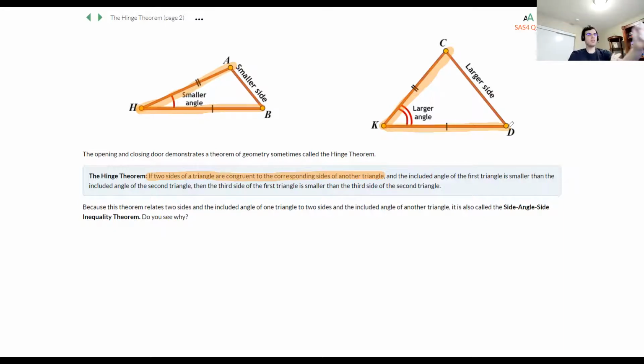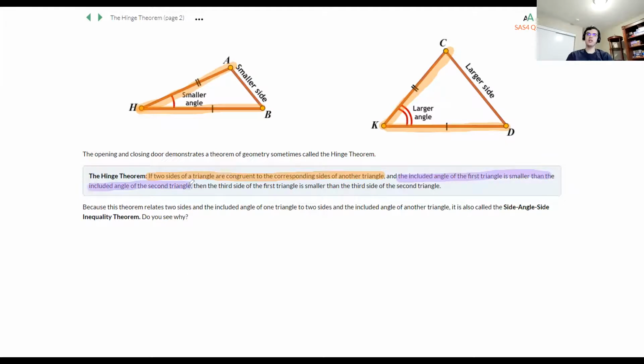So if I keep the side lengths the same, right? Then if the included angle of the first triangle is smaller than the included angle of the second triangle, so let's break that part down.